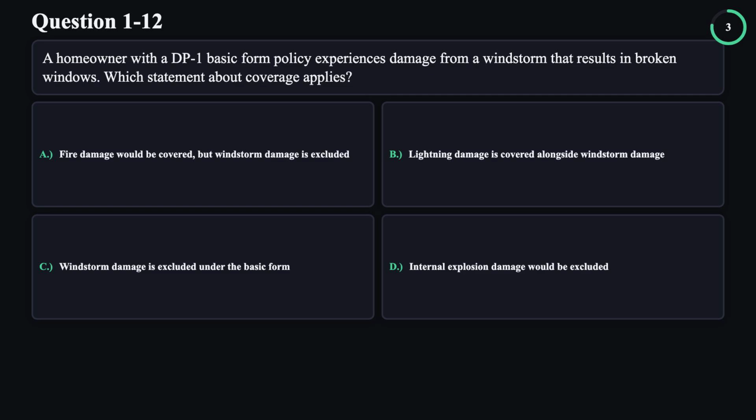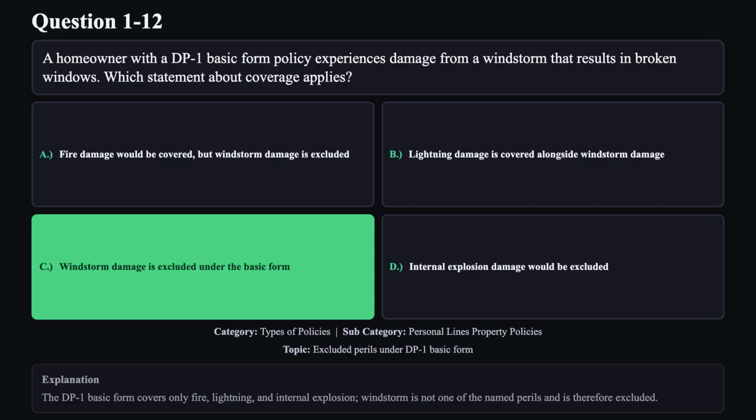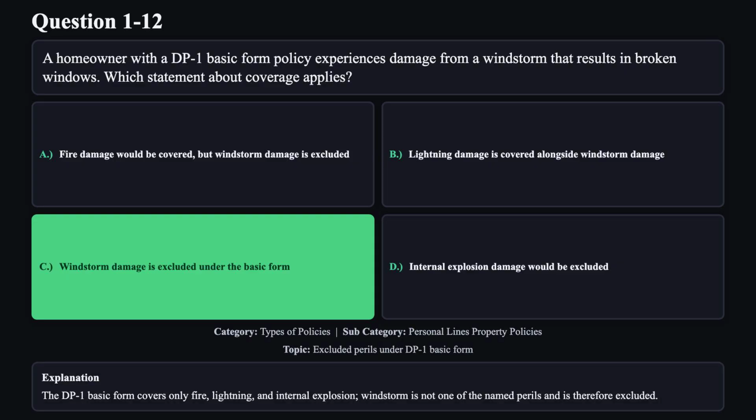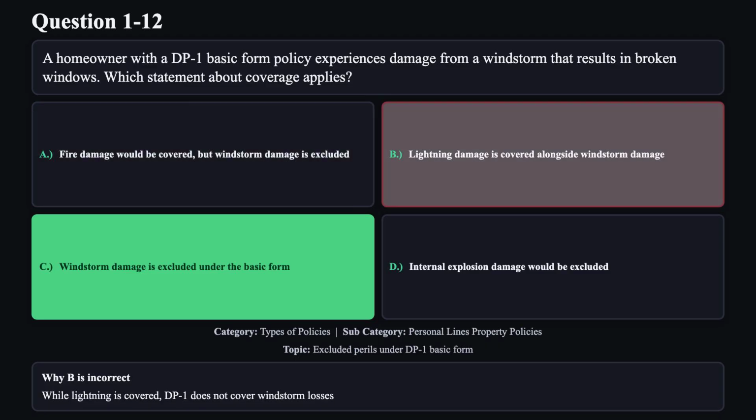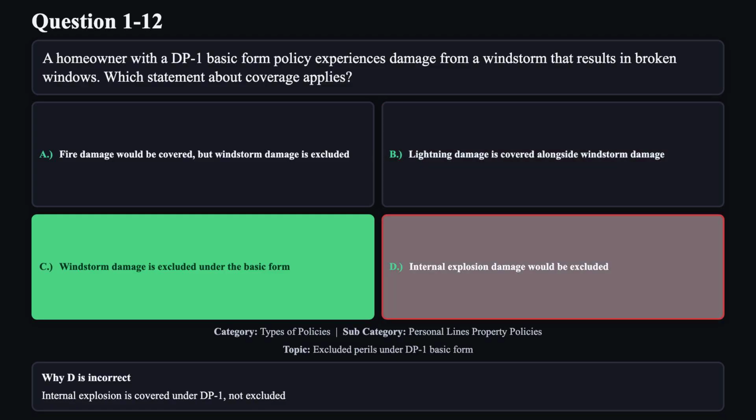The correct answer is C. The DP1 basic form covers only fire, lightning, and internal explosion. Windstorm is not one of the named perils and is therefore excluded. Reason A is not correct. Fire is covered, but that does not mean windstorm is included. Reason B is not correct. While lightning is covered, DP1 does not cover windstorm losses. Reason D is not correct. Internal explosion is covered under DP1, not excluded.